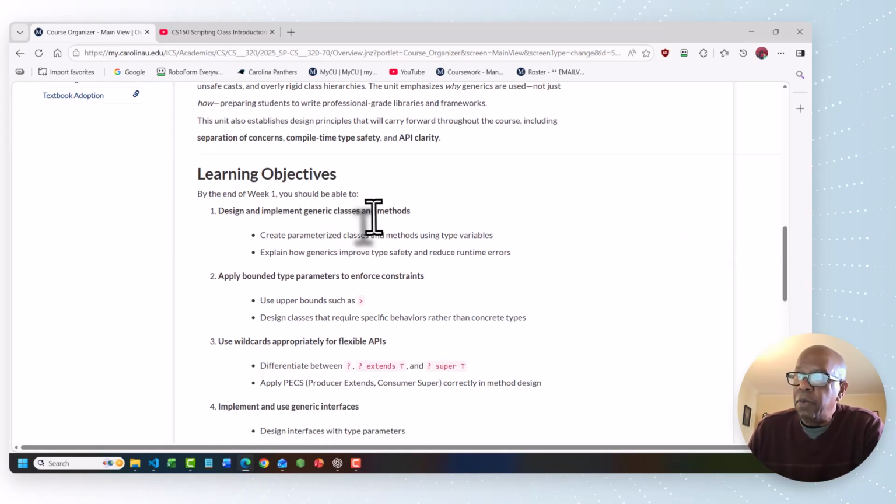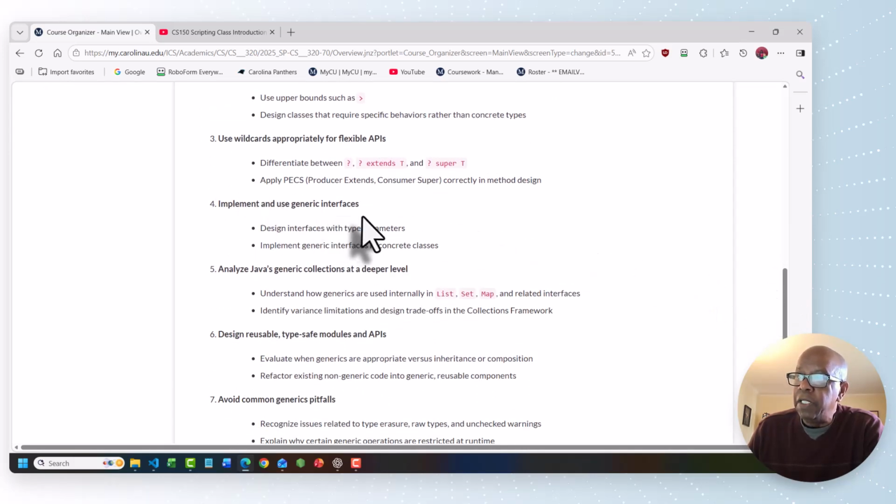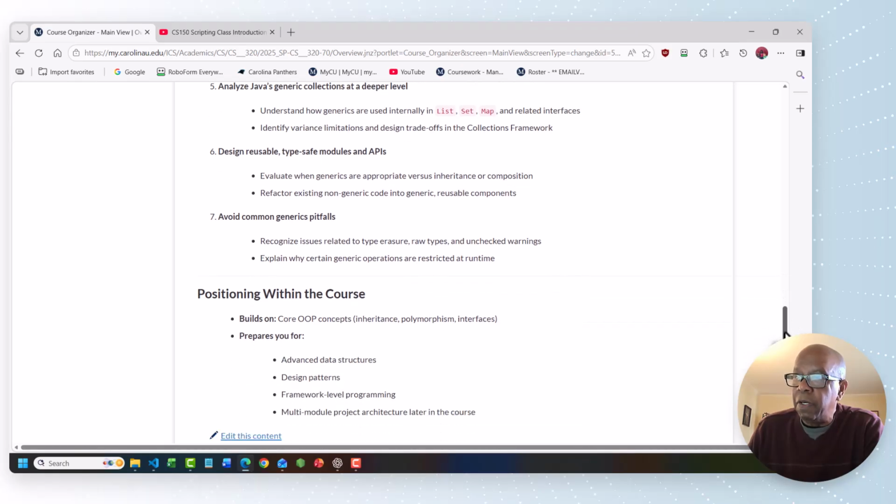A highlight during this week 1: we're going to design and implement generic classes and methods, apply bounded type parameters to enforce constraints, use wildcards where appropriate for flexible APIs, implement and use generic interfaces, analyze Java's generic collections at a deeper level, design reusable type-safe modules and APIs, and avoid common generic pitfalls.